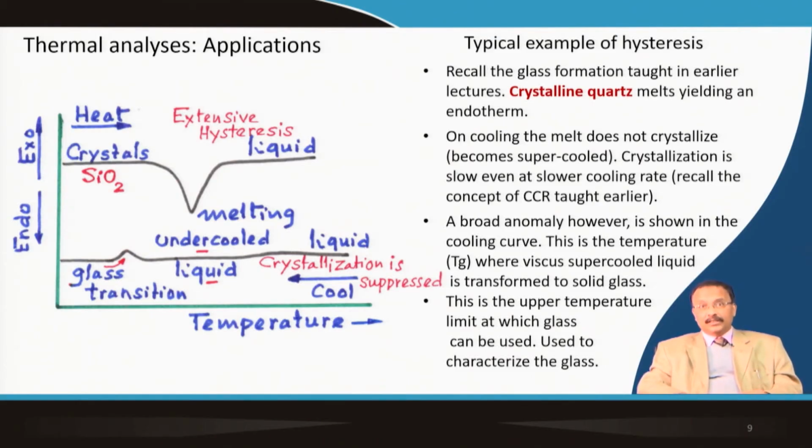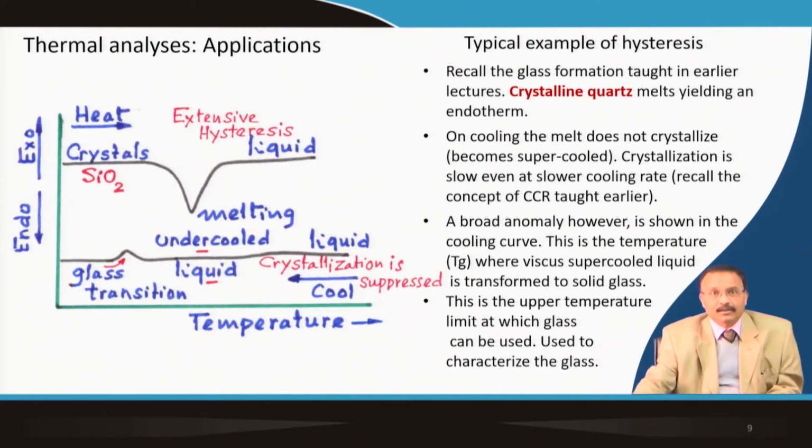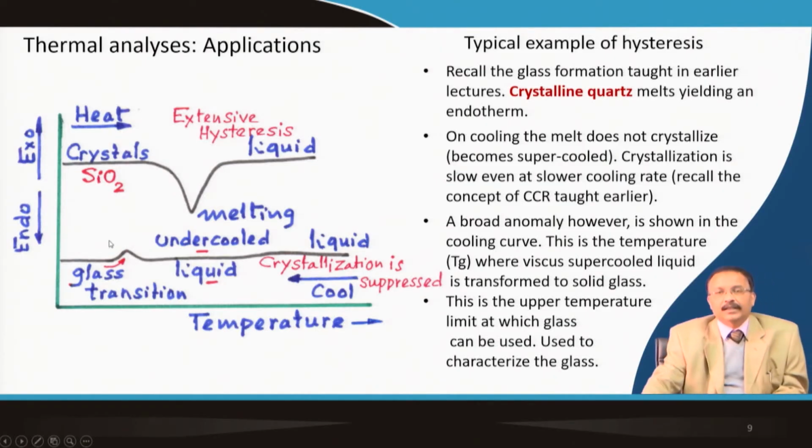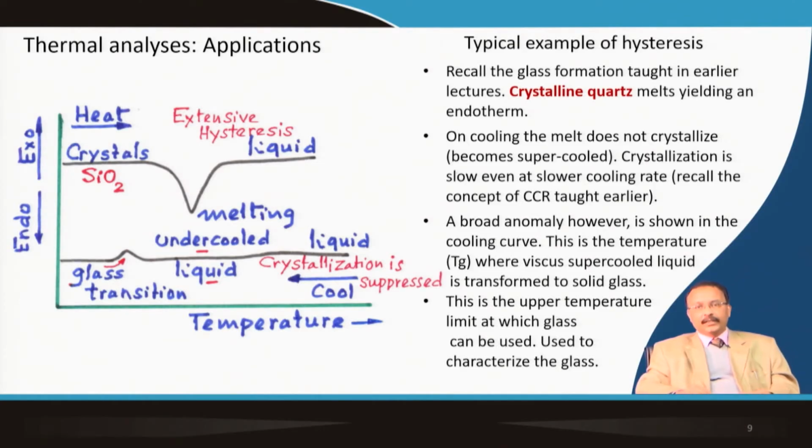So crystallization is a slow event at slower cooling rate. Remember the concept that I talked about, the critical cooling rate is involved. So you cannot see the crystallization peak here in the case of glass formation, but a broad anomaly is actually shown in the cooling curve, and this temperature is known as the glass transition temperature, where the viscous supercooled liquid is transformed into a solid glass.